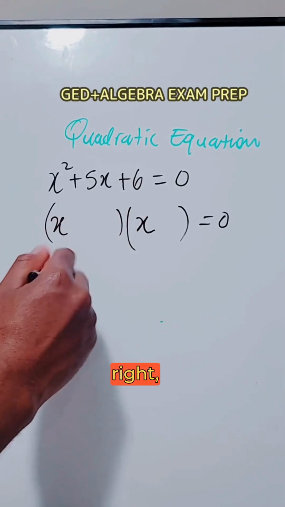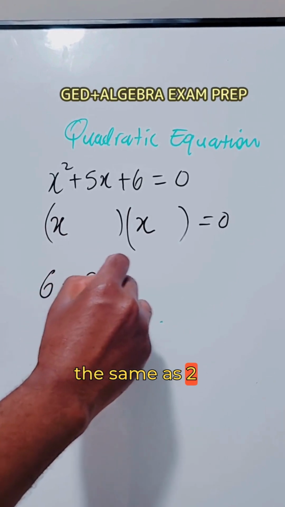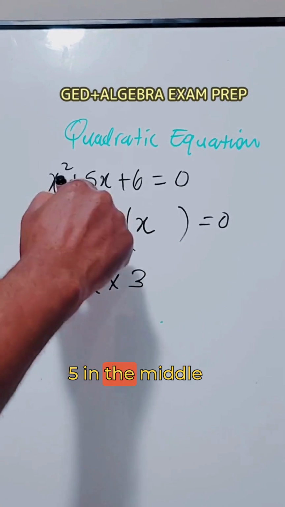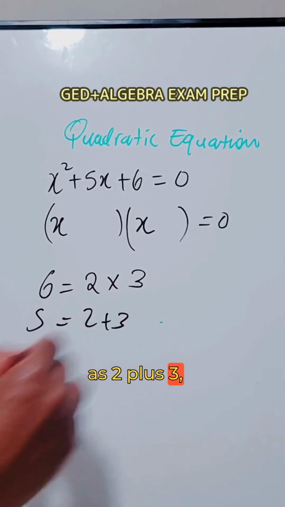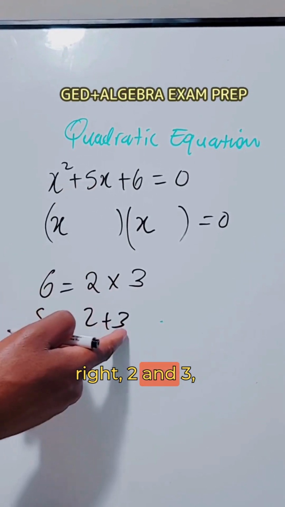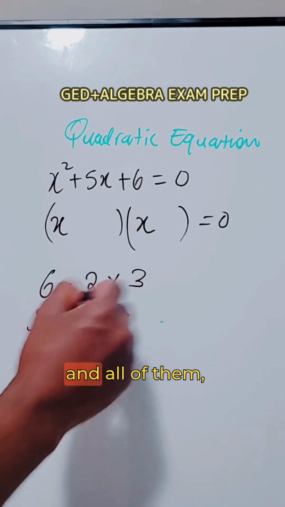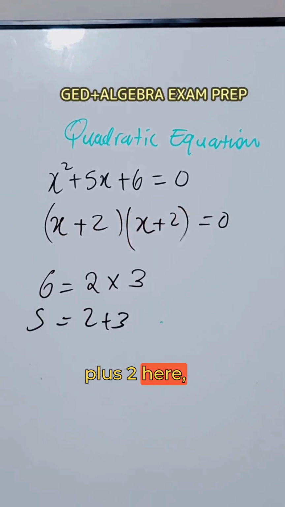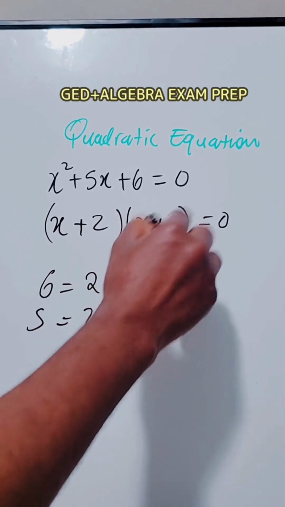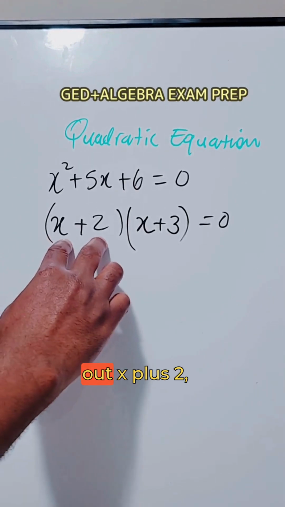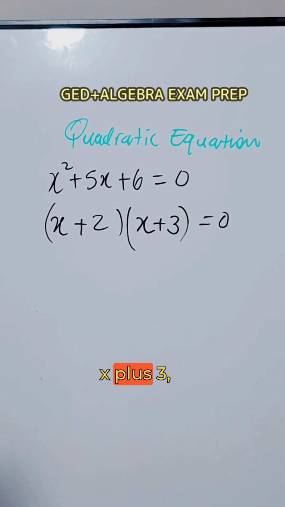Okay, but look at this. When you look at 6, 6 is the same as 2 multiplied by 3, and 5 in the middle is the same as 2 plus 3, right? So we have two numbers whose sum is 5, 2 and 3, and the product is 6, and all of them are positive. So I just write +2, +3. So we have already factored out (x plus 2)(x plus 3).